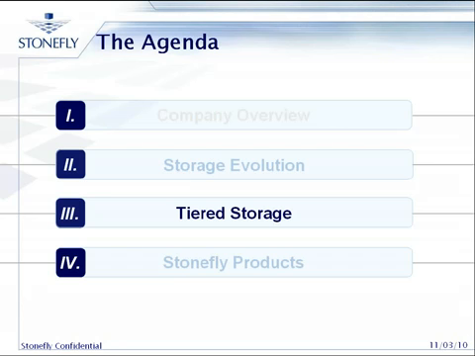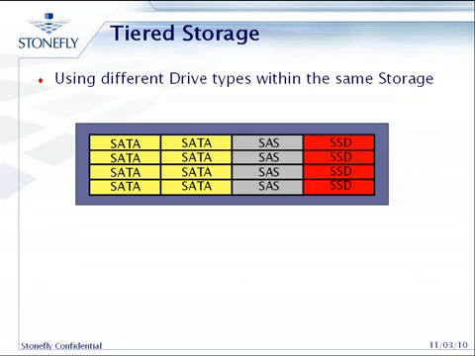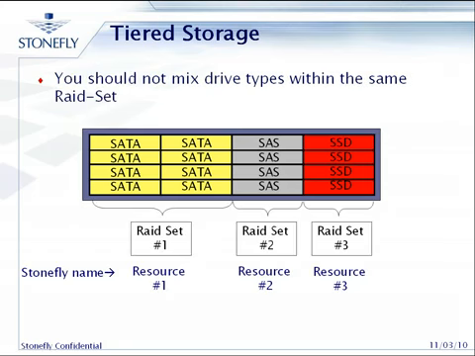So now let's get into the main part of the presentation, which is the tiered storage. To simplify the tiered storage, basically what it means is you can have different types of drives in the same chassis. So you can have SATA drives, SAS drives, or SSD drives. They're all in the same chassis, they can all operate at the same time, and they all have different speeds and different pricing.